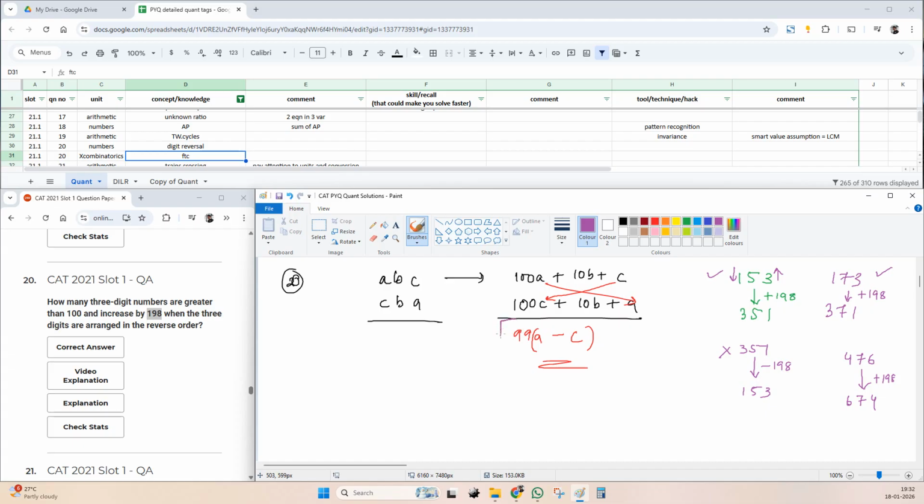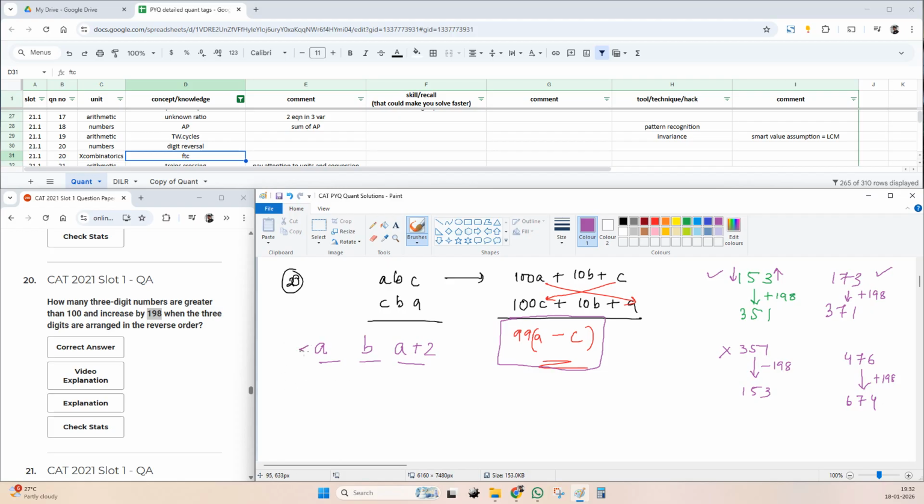So you should already know that the difference between the 3-digit number and its reverse is 99 times the difference between the extreme digits, and it is independent of the middle digit. Because they say 198, you should know that the left digit is smaller and the right digit is 2 bigger, because 198 is 2 times 99, and the middle digit can be anything. This is what we are dealing with in question 20.